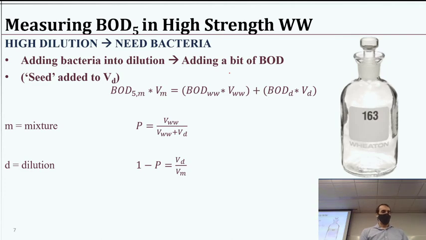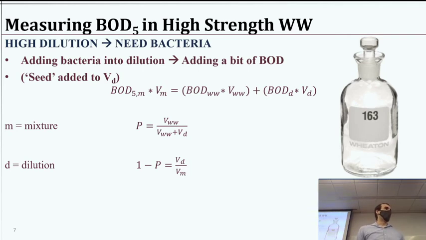So the next concept here is if we dilute our wastewater by a lot, we take lots of pure water and just add a little bit of really high strength wastewater, we end up having a problem where we probably no longer have enough bacteria to do the biological degradation process that we need. So if we dilute it too much, we don't have bacteria. If we don't have bacteria, then we're not going to have much oxygen removal, and it's going to take a few days before they grow up enough so that we have some oxygen removal. That's going to create a problem when we wanted to do this test for 5 days and understand what's going on in 5 days.